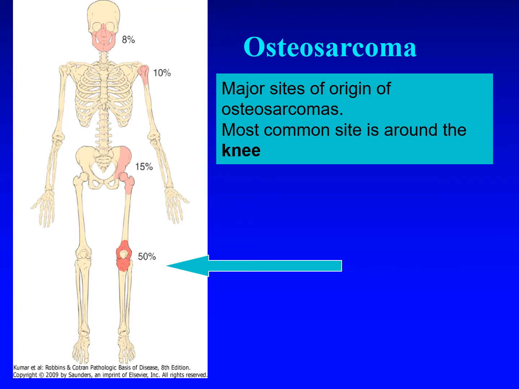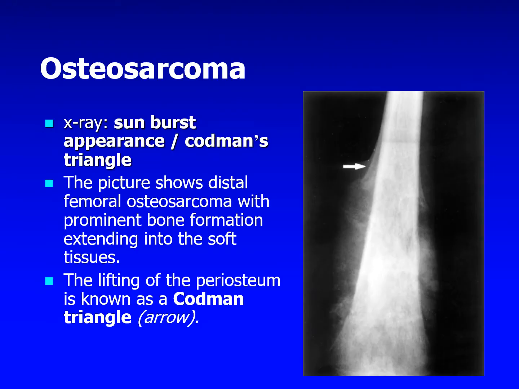This diagram shows the major sites of origin of osteosarcomas. The most common site is around the knee, which accounts for about 50% of the osteosarcoma incidence. Osteosarcoma has a characteristic feature on X-ray. It shows this sunburst appearance or Codman's triangle. The picture shows distal femoral osteosarcoma with prominent bone formation extending into the soft tissue. You can see at the arrow there is lifting of the periosteum by the tumor cells, and this is known as Codman's triangle.